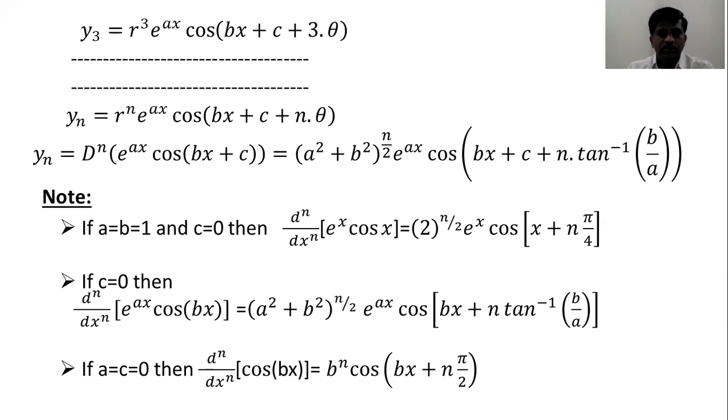The third condition: if a is equal to 0 and c is equal to 0, then the nth derivative of the above function, cos bx, reduces to (b^2)^(n/2), that is b^n, into e^(0x), which is 1, into cos(bx + n tan^-1(b/a)). Here the b value divided by the a value 0 is infinity, and tan^-1 of infinity is pi by 2.